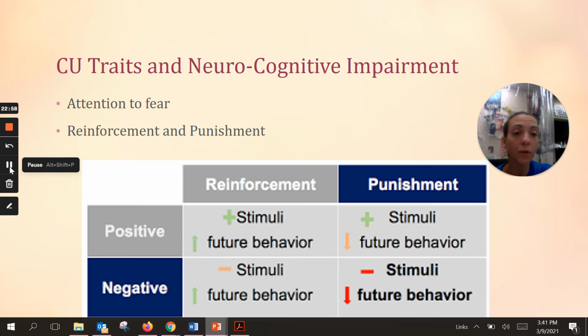And they did that over and over again until the tone alone produced that salivation. Well, if they just keep producing the tone and it's never paired with the meat again, then eventually the dogs are going to stop salivating at the tone. Children with CU traits don't have that. They still continue that conditioned response even after there's no association.